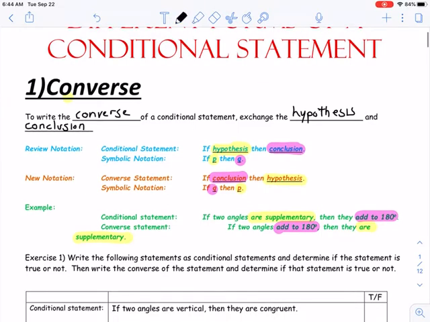And let's think about, are these true? Well, this first statement, this conditional statement, is true. If two angles are supplementary, then they add to 180 degrees. We learned that in Unit 1. What about if we swap the order? If two angles add to 180 degrees, then they are supplementary. Well, that's also true. We learned that in Unit 1. So this is very interesting. I had a statement, I swapped the order, and it was still true. That's pretty cool right there.